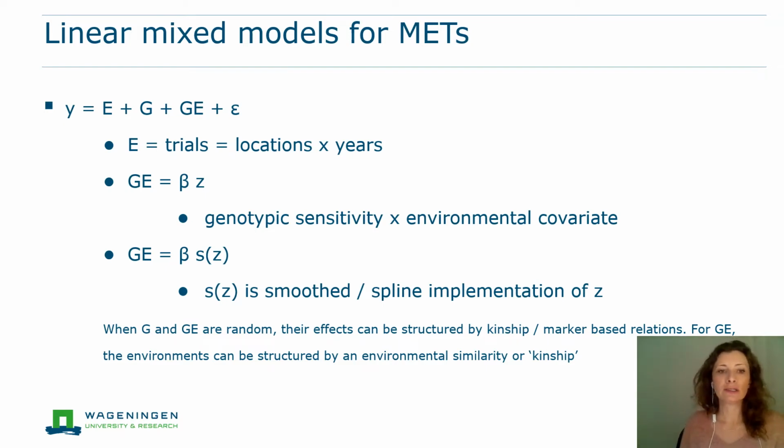Another possibility is to describe G by E in a more continuous way. For example, by incorporating environmental covariates, think about latitude, longitude, temperature, water stress variables, etc., and to estimate genotype sensitivities. If that is the case, basically we are assuming that there is a linear response of the genotype to the environmental covariate. And that situation might work fine for some cases, but it might be too simplistic and too restrictive for cases in which there is not a unique slope, but the response is more complex.